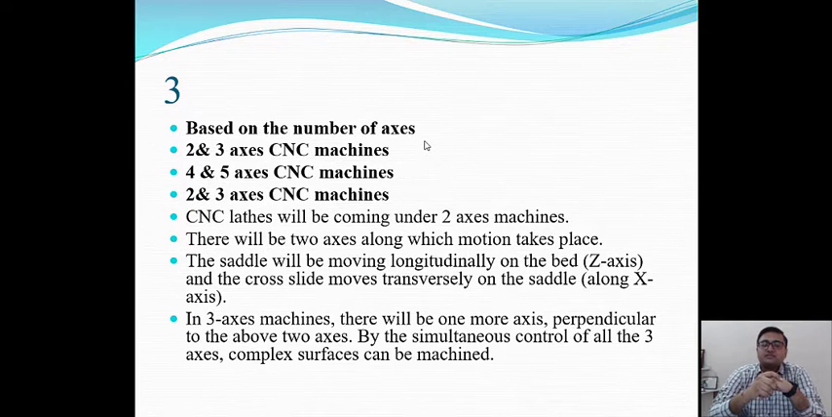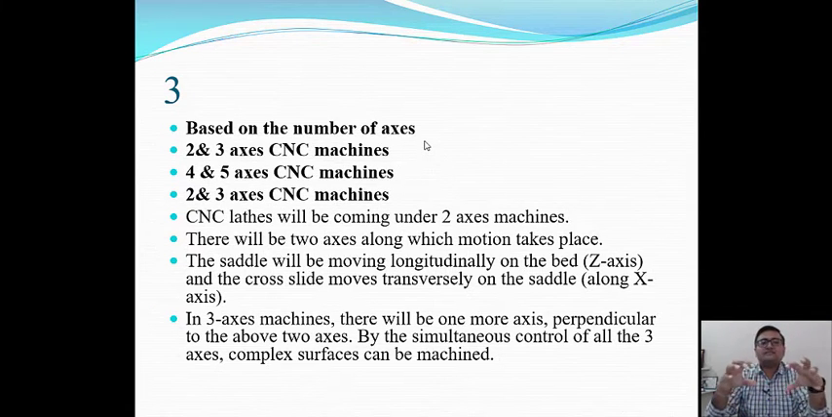In 3 axis machines, there is one more axis perpendicular to the above 2 axes. By the simultaneous control of all the 3 axes, a complex surface can be machined. Now I think the statement will be difficult for you, but you can imagine, as an example of the 3 axis machine, the CNC milling machine.